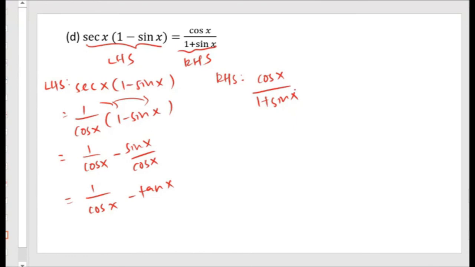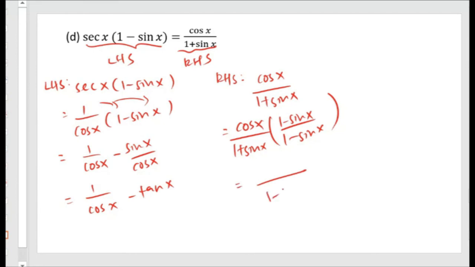We can do like this. Because the bottom is 1 plus sine x, right? We'll make it cos x over 1 plus sine x, times 1 minus sine x over 1 minus sine x. Why? Because I want to make the bottom become 1 minus sine squared x, so that I can change it by using the basic identities.